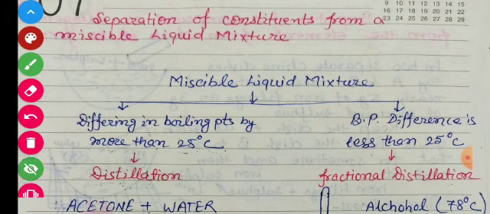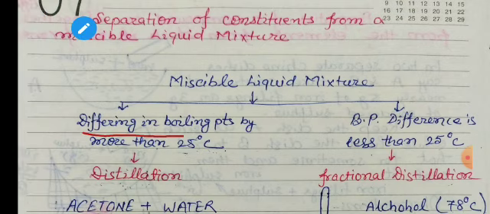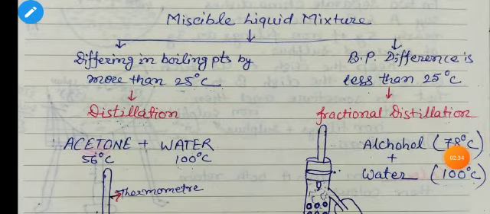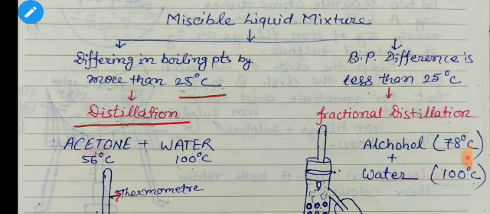These are: number one, the boiling points differing by more than 25 degrees Celsius. Another is if the boiling point difference is less than 25 degrees Celsius. Students, if the boiling points differ by more than 25 degrees Celsius, this is called distillation, and if the boiling point difference is less than 25 degrees Celsius, then it is separated by the fractional distillation method.